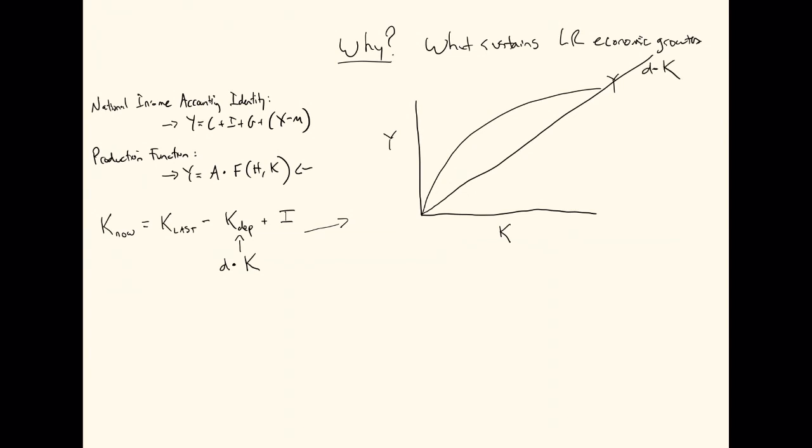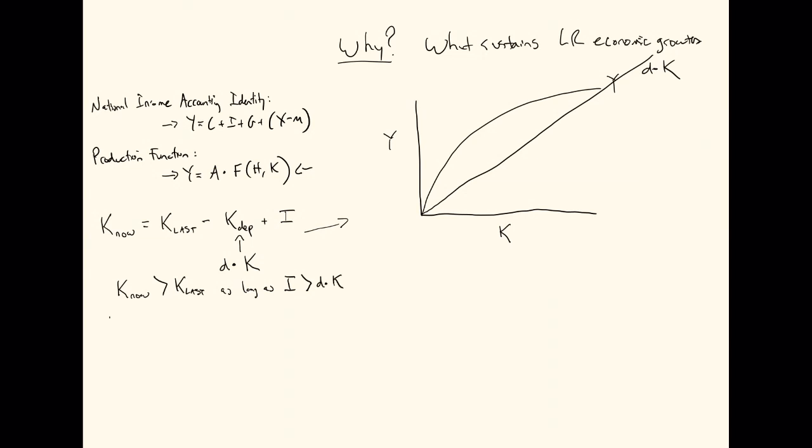We can also see another important relationship just looking at this equation here for our capital stock. And we know that K now will be greater than K last as long as investment is greater than d times K.